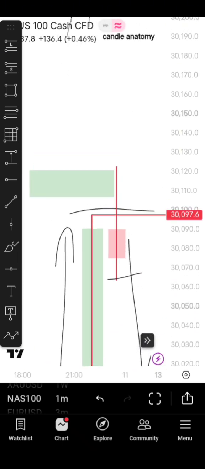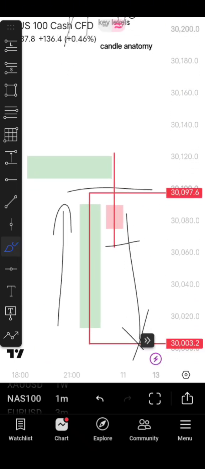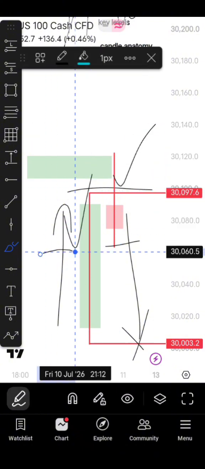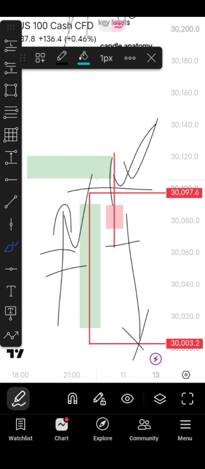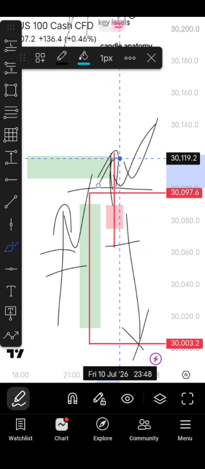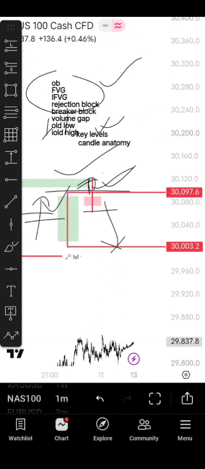Now the question arises: must the key level be tapped by the second candle? No. If the first candle taps any key level, then you can also take that trade. If the second candle taps any key level, you can also take that trade. It will be a valid setup. So this was just a strategy.